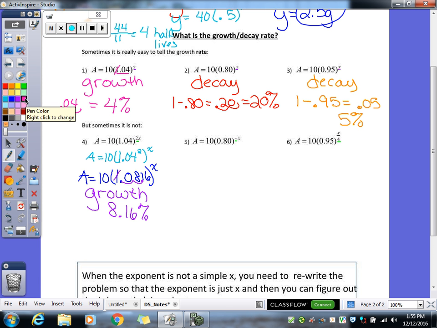Looking at our next example, we have an exponent of negative x. You've got to remember, that really means it's negative 1x. So how would we separate it? What would we want to bring inside? The negative 1. So 0.80 to the negative 1, leave the x on the outside. So go ahead, use your calculator. What's 0.80 to the negative 1? 1.25.